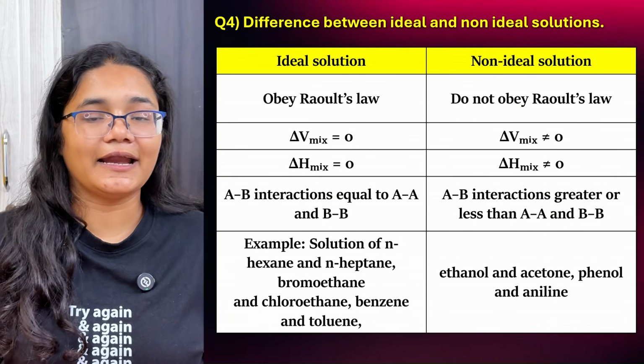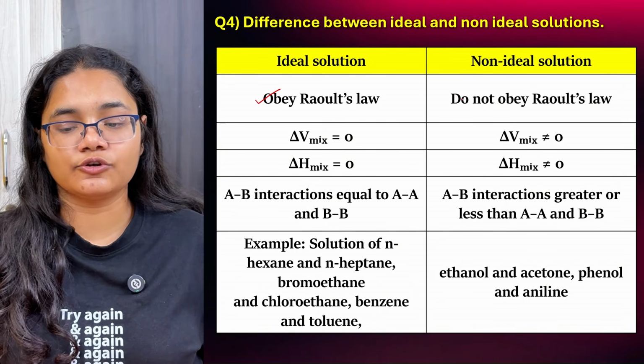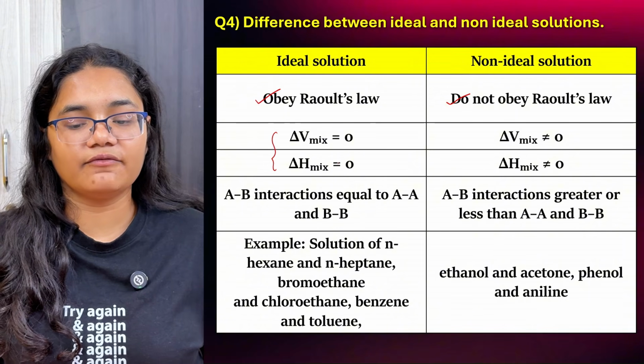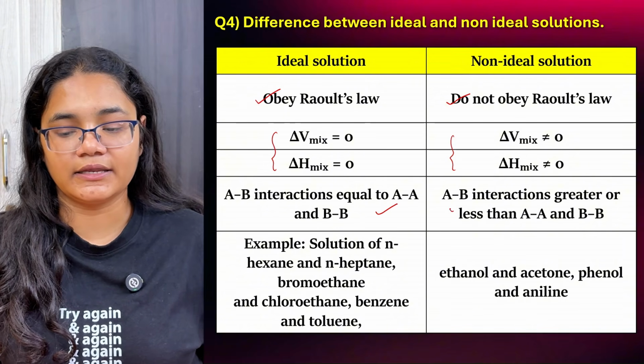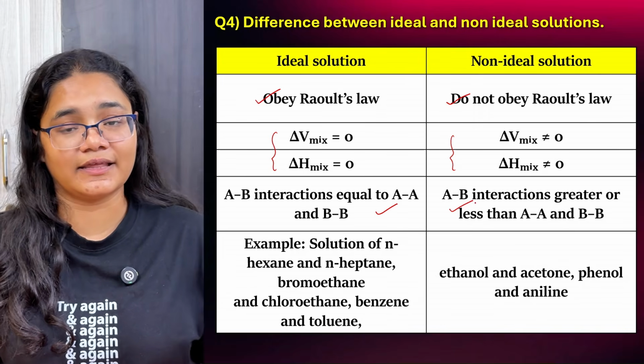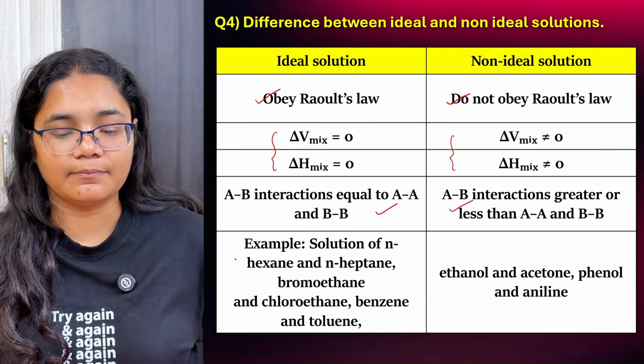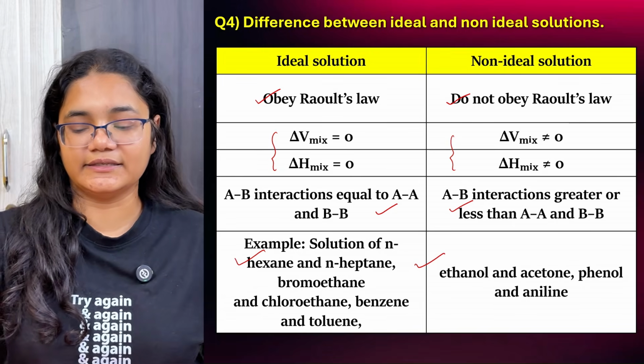Now, the difference between ideal and non-ideal solutions: ideal solutions obey Raoult's law, non-ideal solutions do not obey Raoult's law. Delta V mix and delta H mix are 0 for ideal, not equal to 0 for non-ideal. A-B interactions are equal to A-A and B-B here, and here A-B interactions are greater or lesser than A-A and B-B. Examples are very important, so you have to learn these examples.